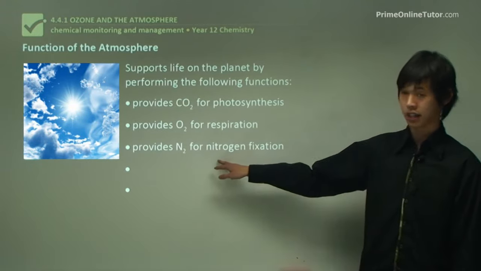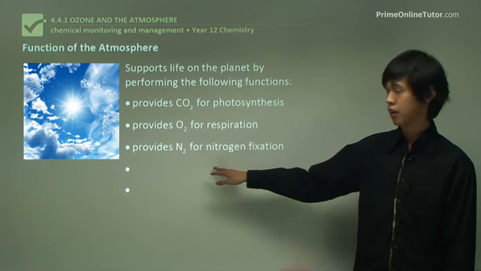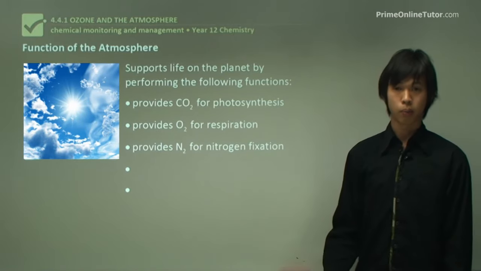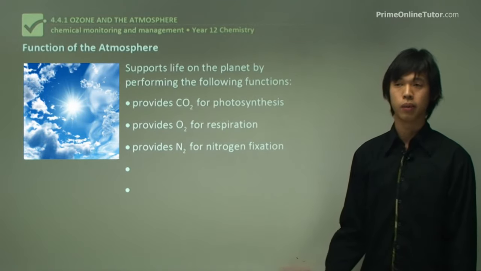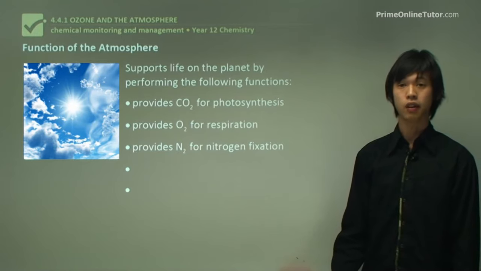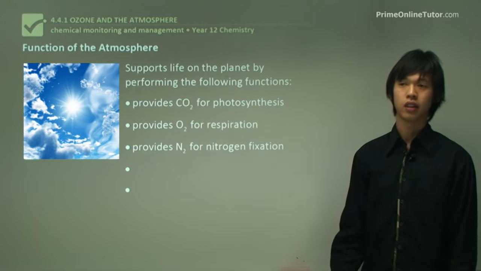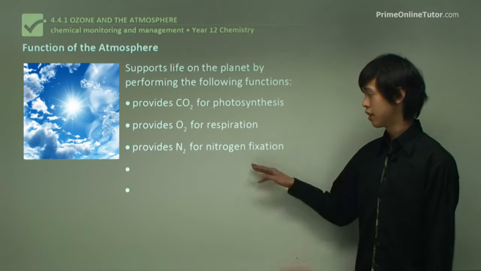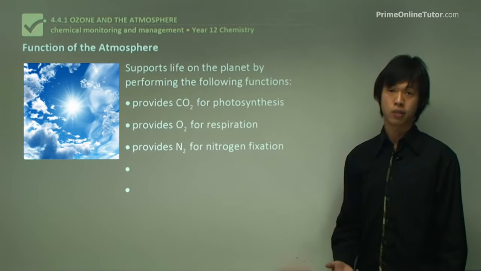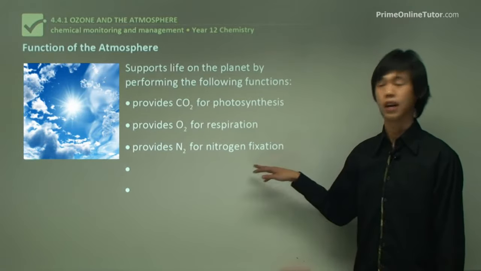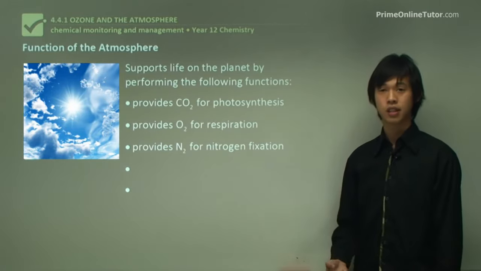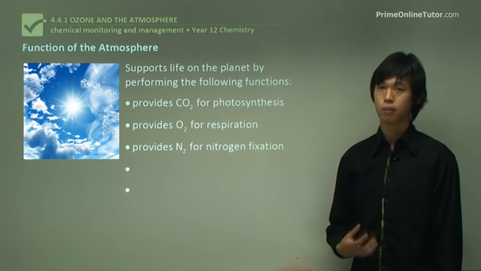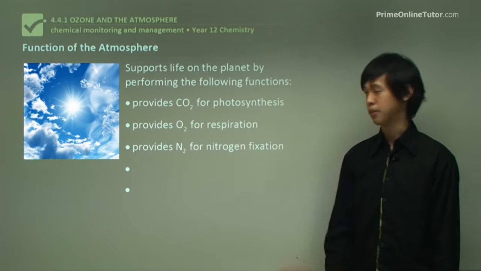The atmosphere also provides us with nitrogen for nitrogen fixation. So within our bodies there are many compounds, and within all organisms there are many compounds, and one of the most important classes of compounds is the protein and the nucleic acid, which contain a large percentage of nitrogen. So we need to obtain that nitrogen from somewhere, and where it starts is the atmosphere, because the nitrogen present in the atmosphere is converted into useful nitrogen by other organisms, which we then absorb to produce these chemicals within our bodies.